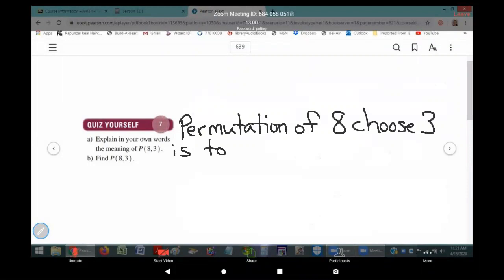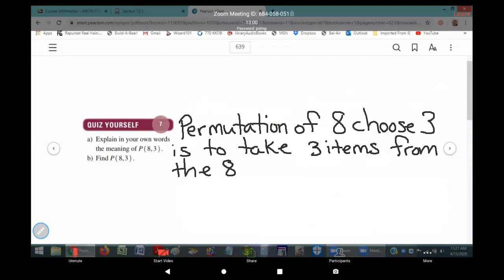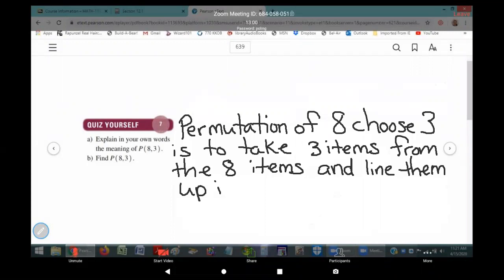is to take 3 items from the 8 items and line them up in a straight row. Or the book uses the word line. Line them up in a straight line. So that order matters.